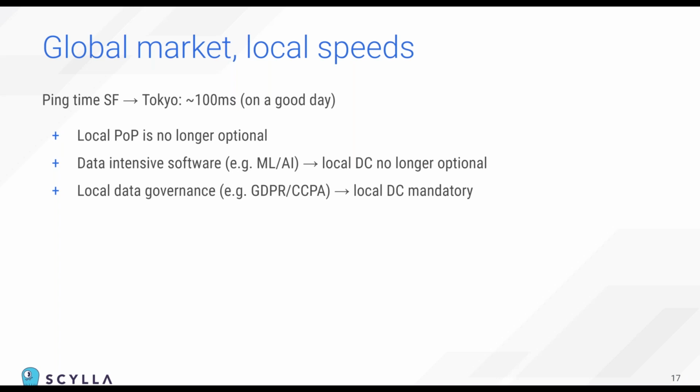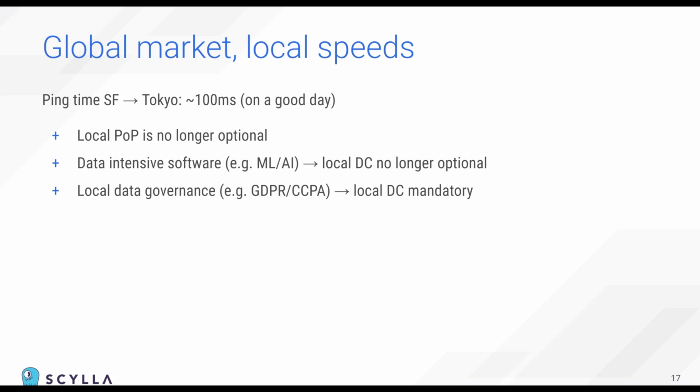And this is why CDNs became such a big thing. But there are other reasons why I need to do this. For example, data-intensive software, and this is increasingly the case with machine learning and the AI services, you need to process a lot of data, and you need to do this very fast and with low latency. So you have to store the data close to the user, and this means local data centers.